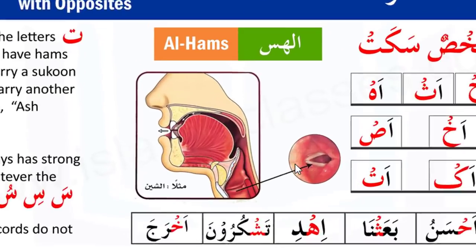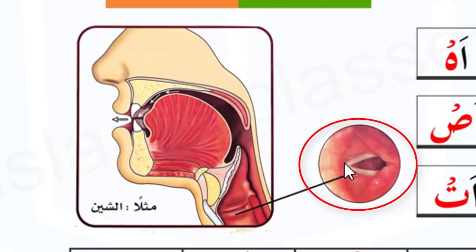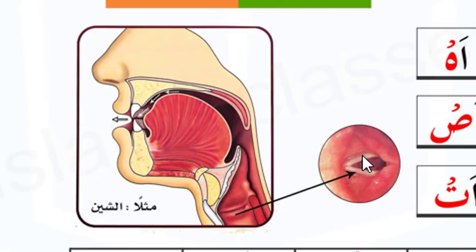You can see the vocal cords here in the image. They are placed basically here, and when we pronounce these letters, the vocal cords do not vibrate. The vocal cords vibrate in the al-jahr quality, but they do not vibrate in al-hams.